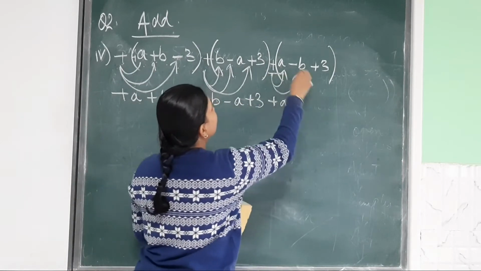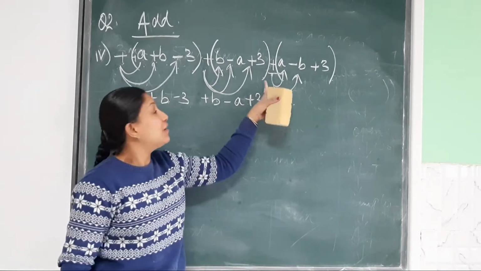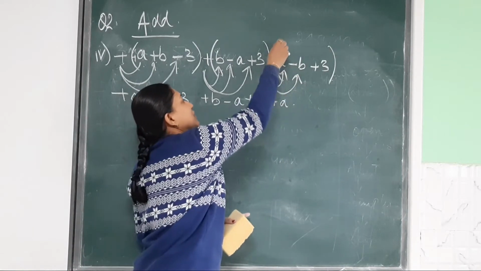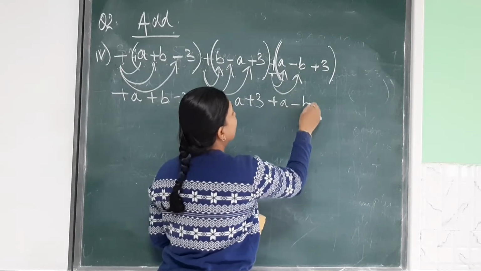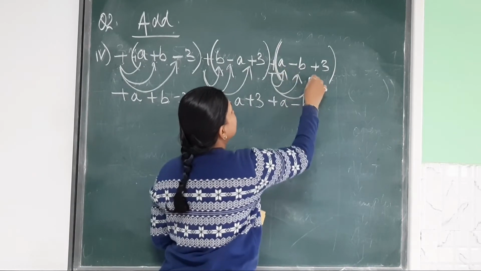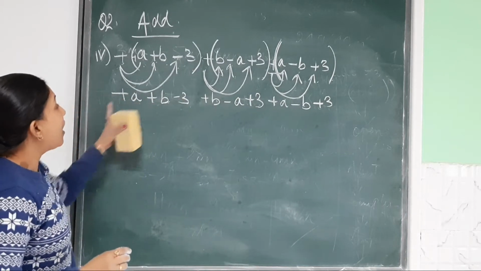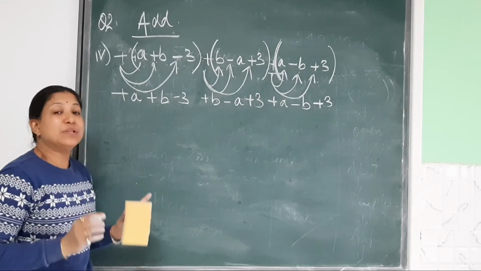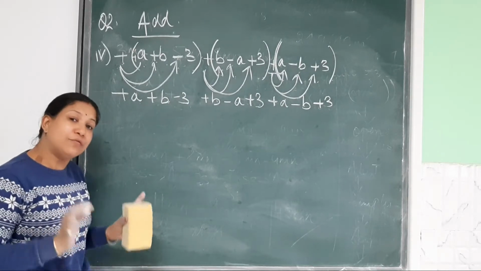Now again, plus will go and meet the next one, which is minus. Plus into minus, minus, because this is a bracket, meaning multiplication. Plus into minus, minus, copy the term. Now plus into plus, plus 3. I hope it is clear how we open the bracket. This is very important, so I am explaining it in detail. Please don't take any shortcut for now.